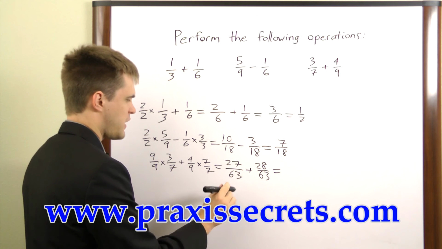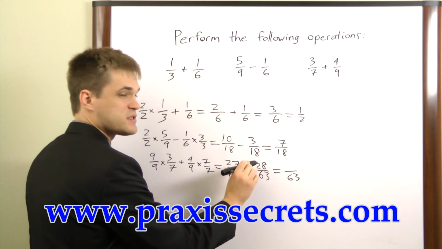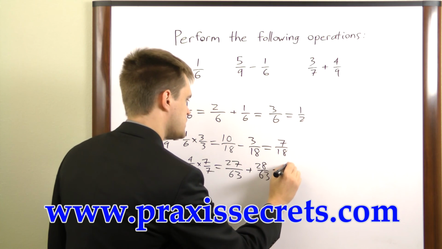Now we can just add these two fractions. We keep the 63 in the denominator, and we add 27 and 28, which is 55.